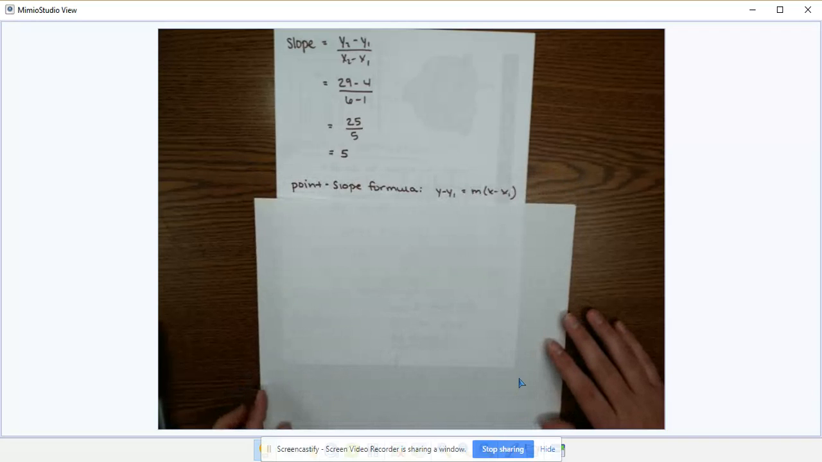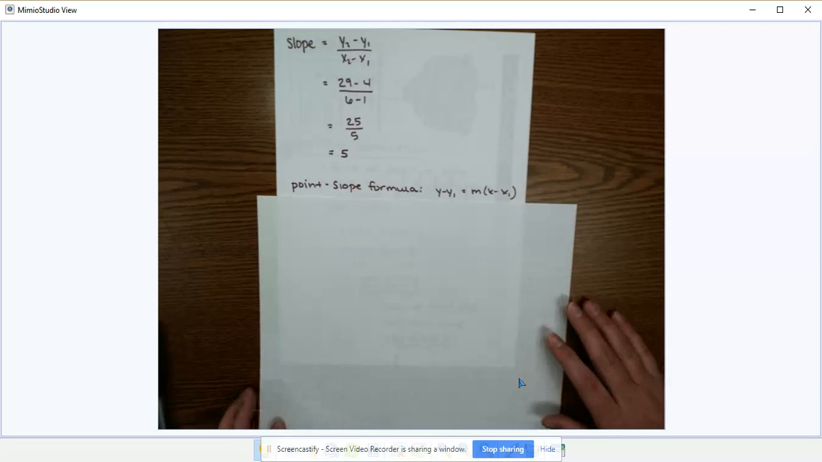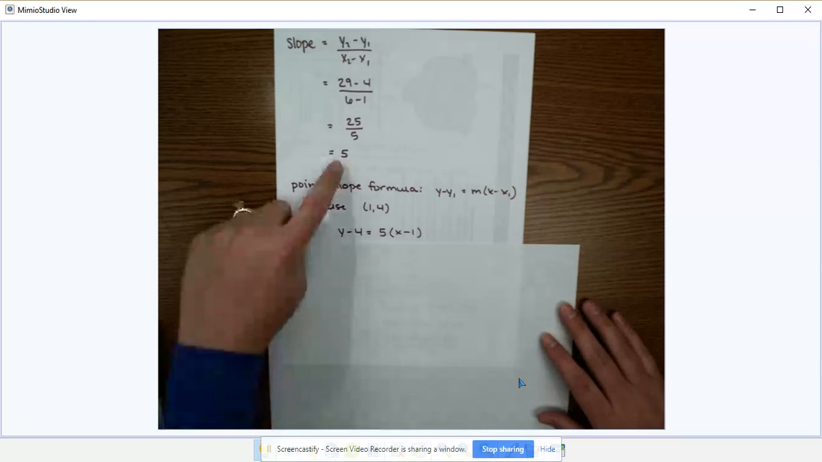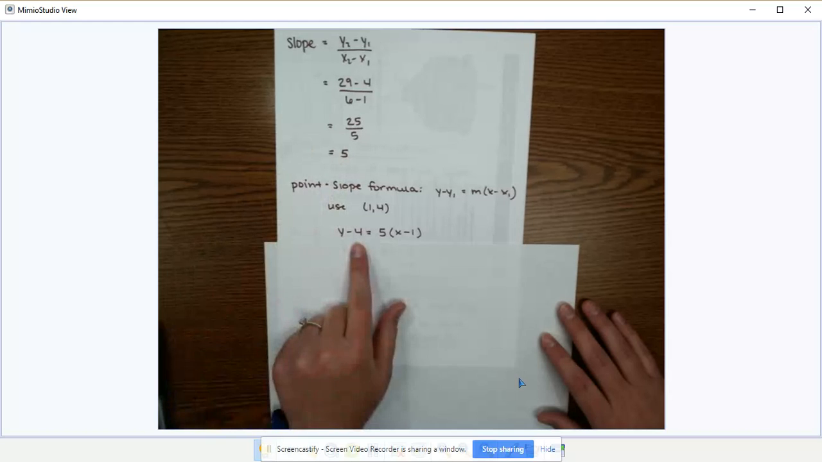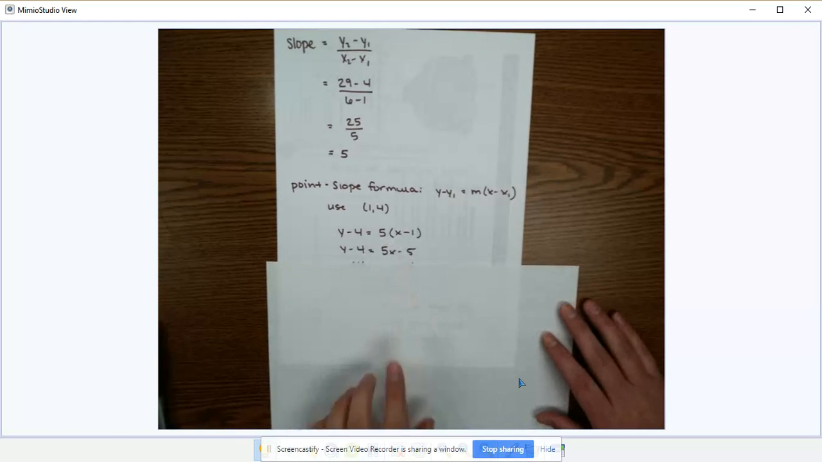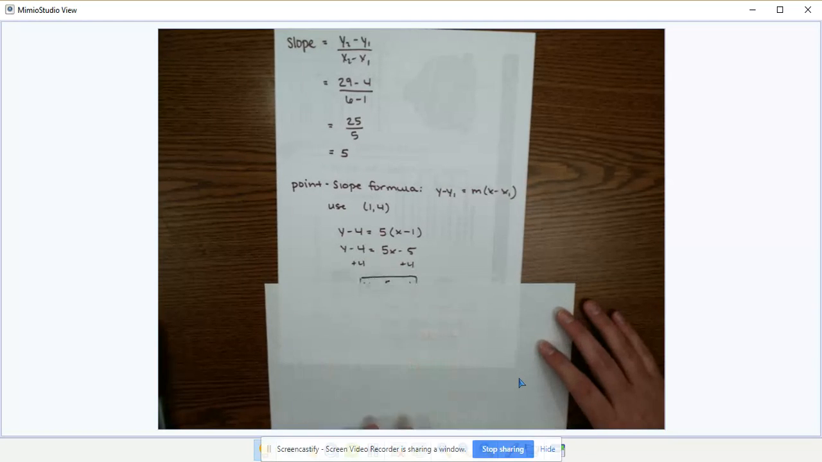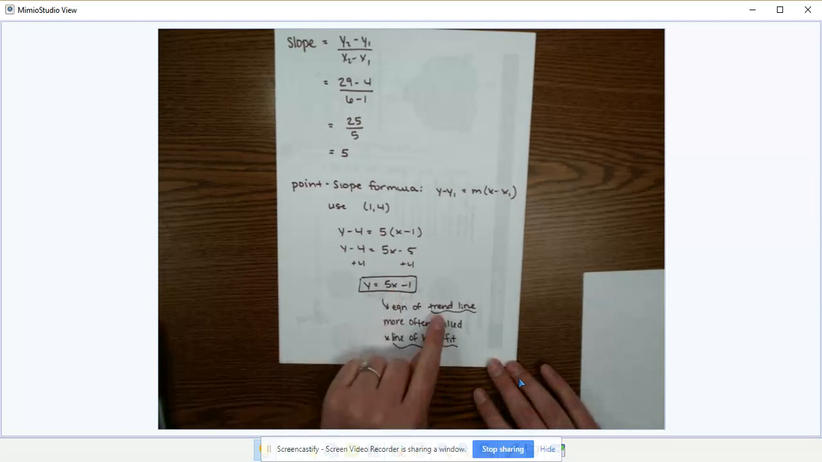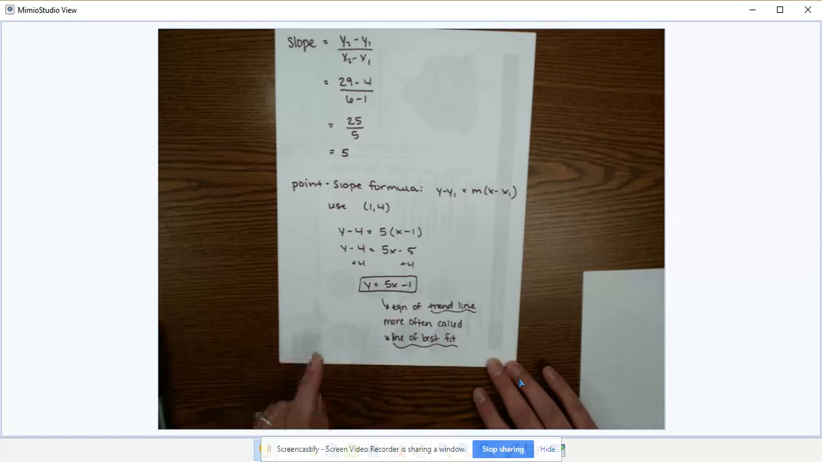But now I need to use my point-slope formula in order to find the actual equation. So I could use the point (6, 29) or (1, 4). I'm going to use (1, 4) because they're smaller numbers. And I plug that into point-slope with the slope that we just found. So y minus 4 equals 5 times (x minus 1). Distribute here, then you're going to add 4. You get y equals 5x minus 1. So this is the equation of that trend line that I had drawn on our previous graph.